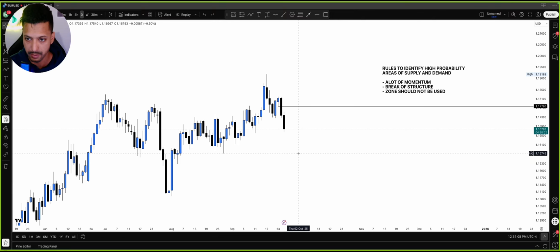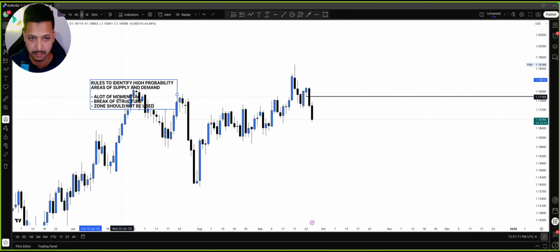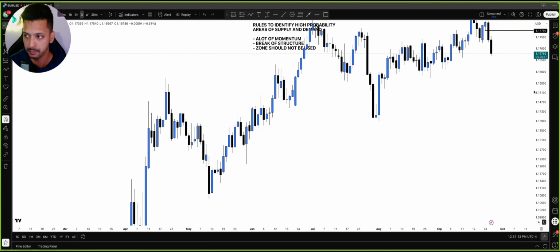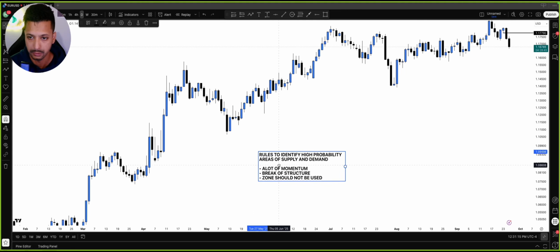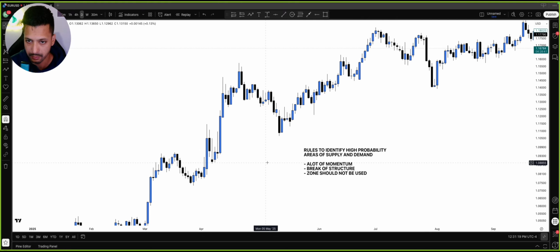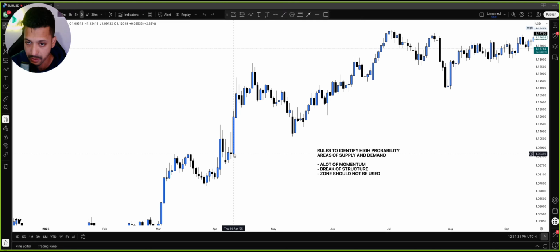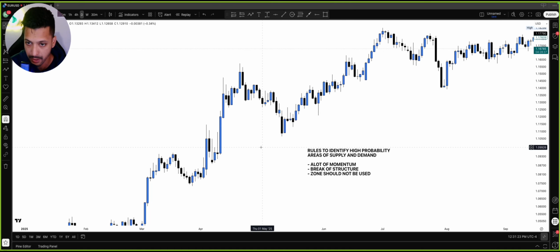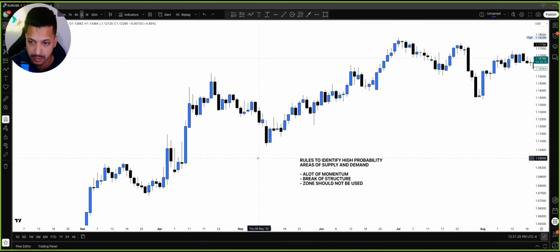Now let me look for a valid demand zone. And let's keep this with us so we can go through our checklist. So right here, another area of a valid high probability area of demand. So that example was a supply. Now I will show you guys an example of a demand zone.